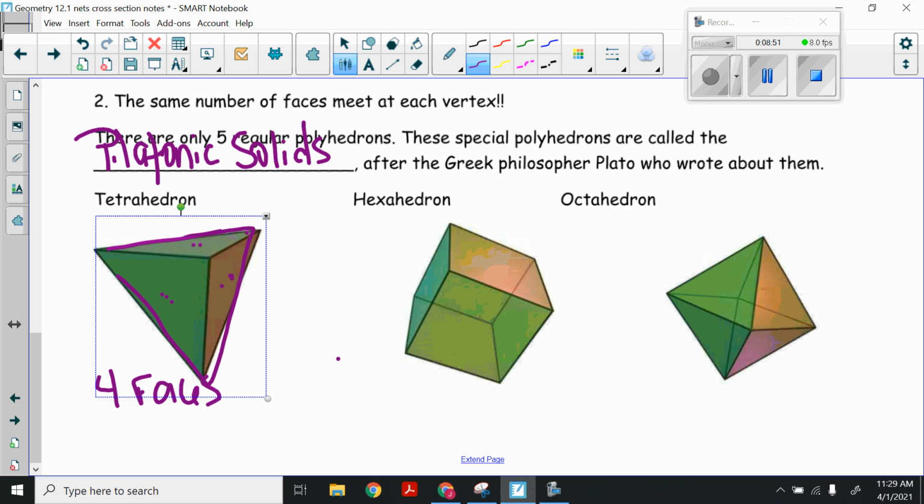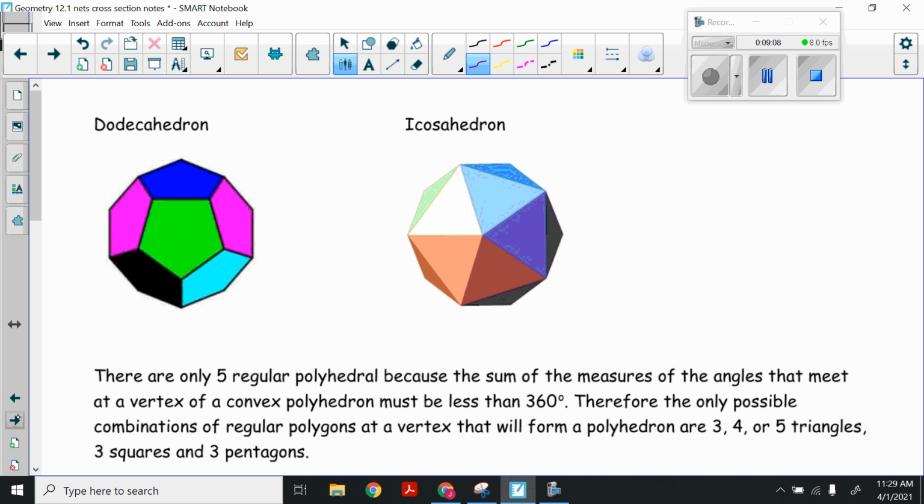A hexahedron has 6 faces. So front, back, top, bottom, left, right. Octahedron says 8, so it has 8 faces. We have 1, 2, 3, 4 triangles on the top and 4 on the bottom, which gives us 8. The last 2, we have a dodecahedron, which, dodeca, remember, is 12, so it has 12 faces. An icosahedron has 20 faces.